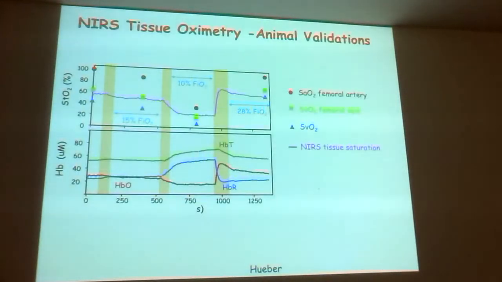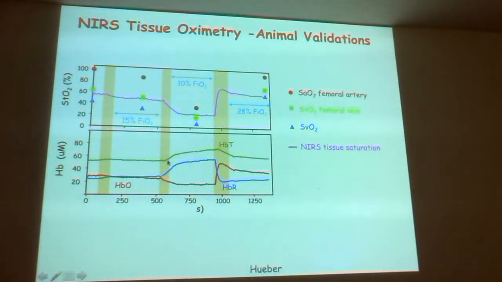So the first experiment was just changing the inspired oxygen. As you decrease the inspired oxygen from 15% to 10%, in the multi-distance frequency domain measurement they were able to quantify absolute absorption coefficients and from that get absolute hemoglobin concentrations. They saw that deoxyhemoglobin went up and oxygenated hemoglobin went down, because the amount of oxygen in the arterioles has dropped. Since the tissue is using the same amount of oxygen, we extract more of that oxygen from the hemoglobin, and that's why deoxyhemoglobin goes up.